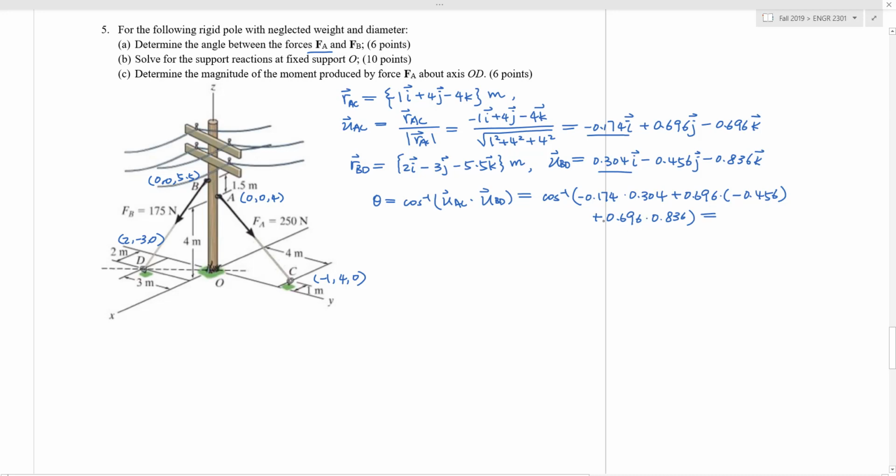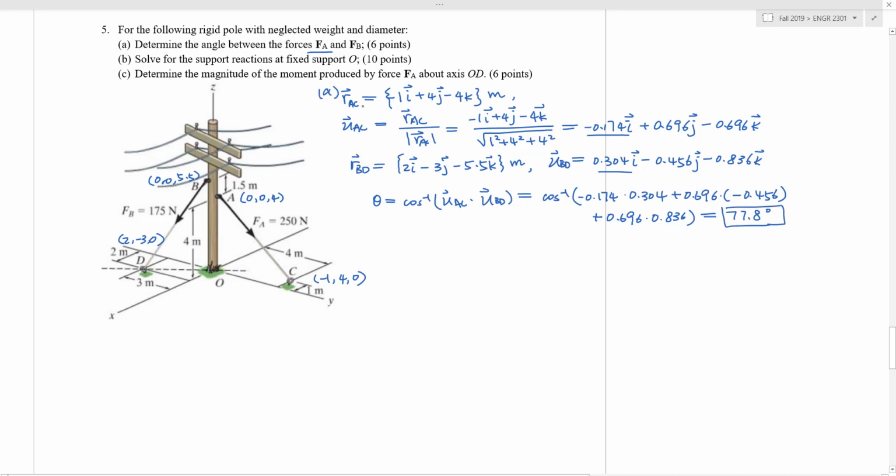And whatever is inside the parentheses, that's going to be a scalar. It should be less than 1. If it's more than 1, something is not right. And then take the inverse cosine of that. The answer is 77.8 degrees. So that's your part A.